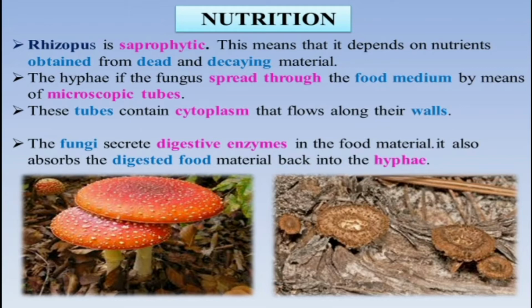These tubes contain cytoplasm that flows along their walls. The tubes contain cytoplasm material that flows along with their cell wall. The walls help in capturing food and sending it to the cytoplasm, and finally the fungus gets the energy.